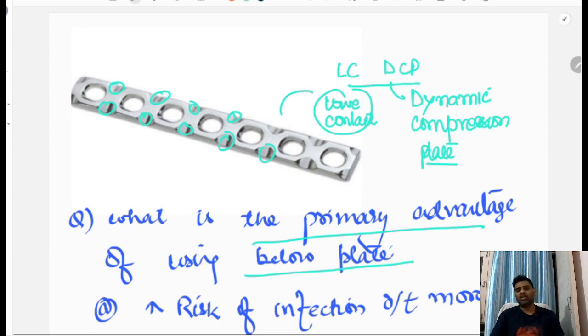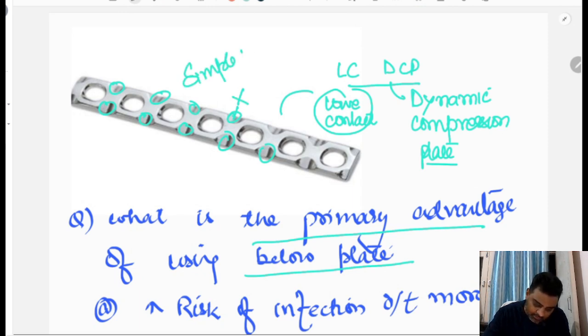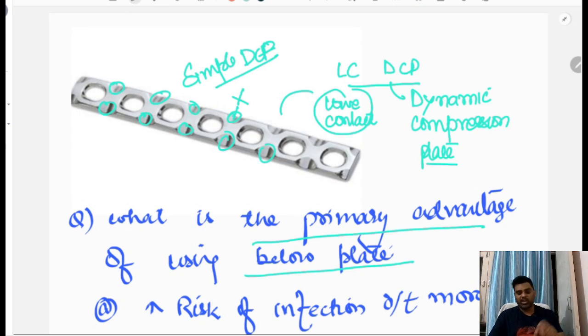It is generally used in case of upper limb fracture in ORIF, that is open reduction internal fixation of upper limb, like radius fracture, ulna fracture. If these pits are absent, then it is known as a simple DCP, where the chances of damage to the arteries and periosteum is more. Here, because of these pits in LCDCP, the damage to the artery is less.